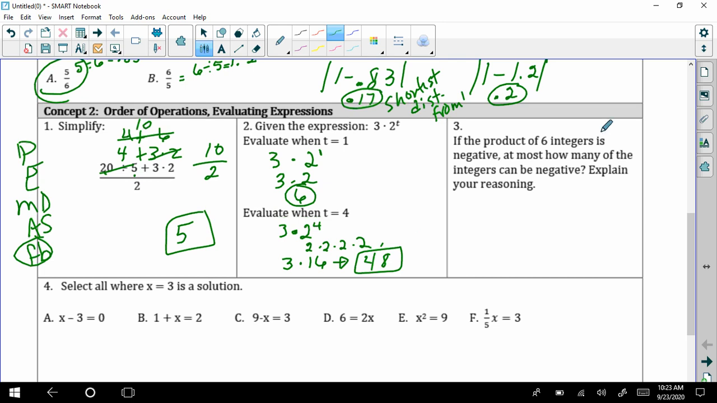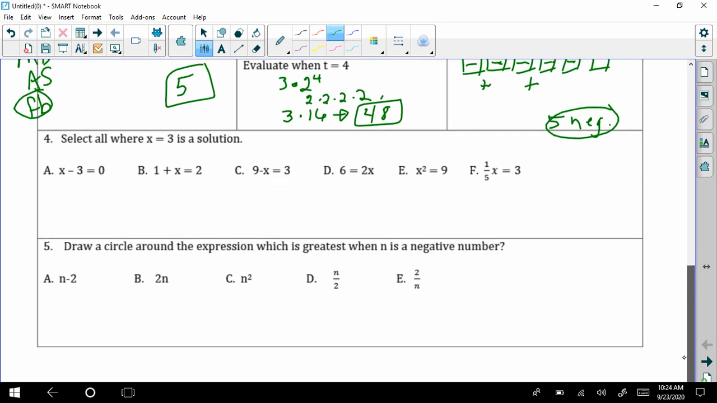If the product of 6 integers is negative, at most, how many of the integers can be negative? Explain your reasoning. Well, if I have 6 integers, 3, 4, 5, 6, and I know my answer has to be negative, correct? Well, I know a negative times a negative makes a positive. A negative times a negative makes a positive. So over here, I can only have one more negative, correct? To get a negative answer. Because if I put another negative, it's going to be positive. So 1, 2, 3, 4, 5 negatives.